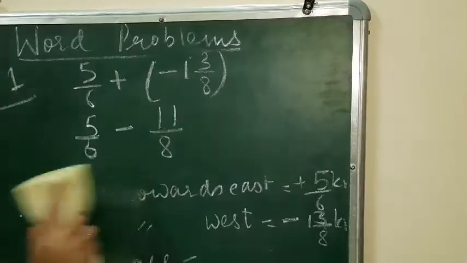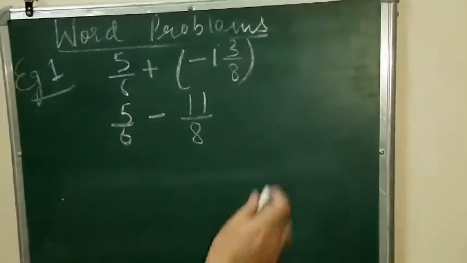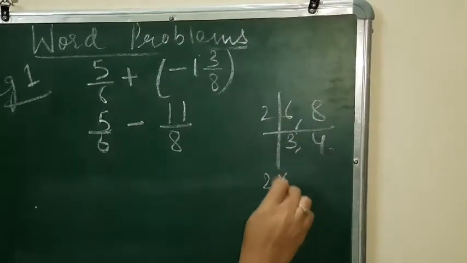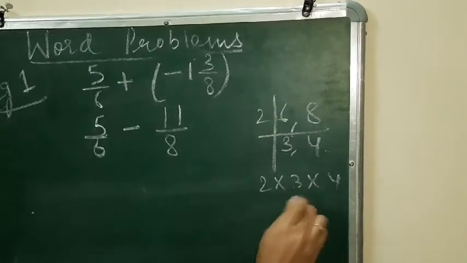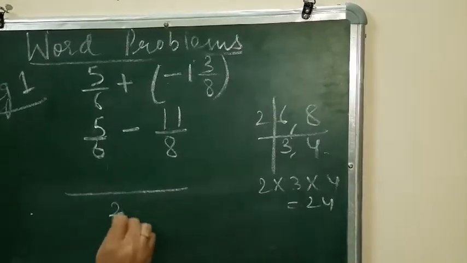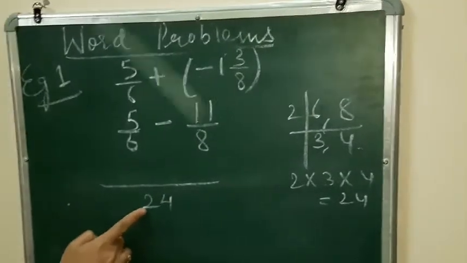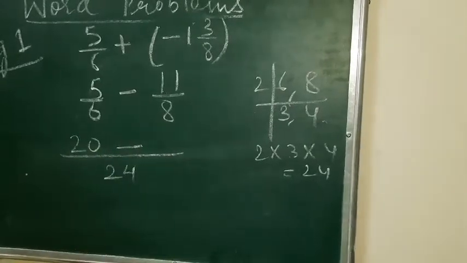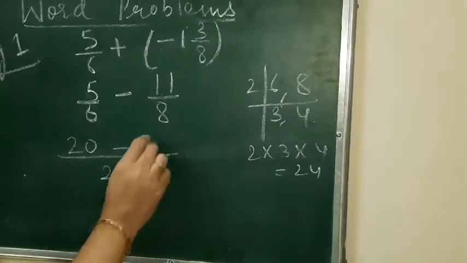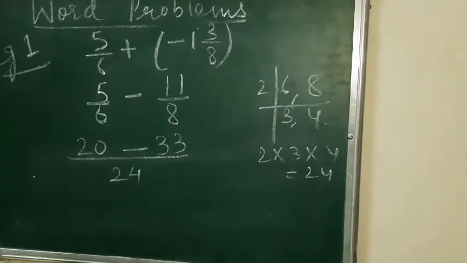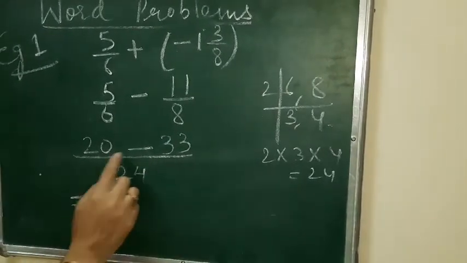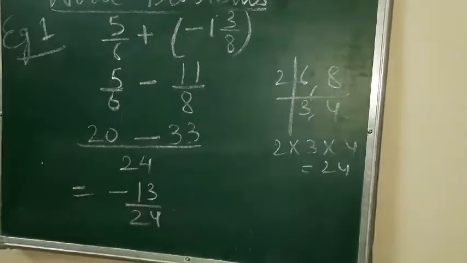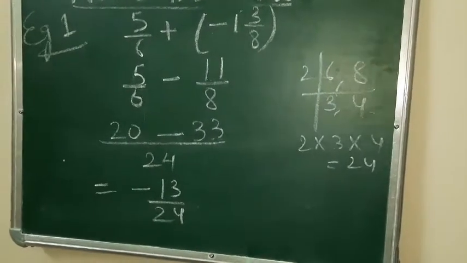Now how to solve this? Just take the LCM of 6 and 8. LCM of 6 and 8 will be, multiply these. 2 3s are 6, 6 4s are 24. So your LCM is 24. Now 24 divided by 6, 4. 4 5s are 20. Minus sign. 24 divided by 8, 3. 11 3s are 33. Now just solve it. 20 minus 33 is minus 13/24.